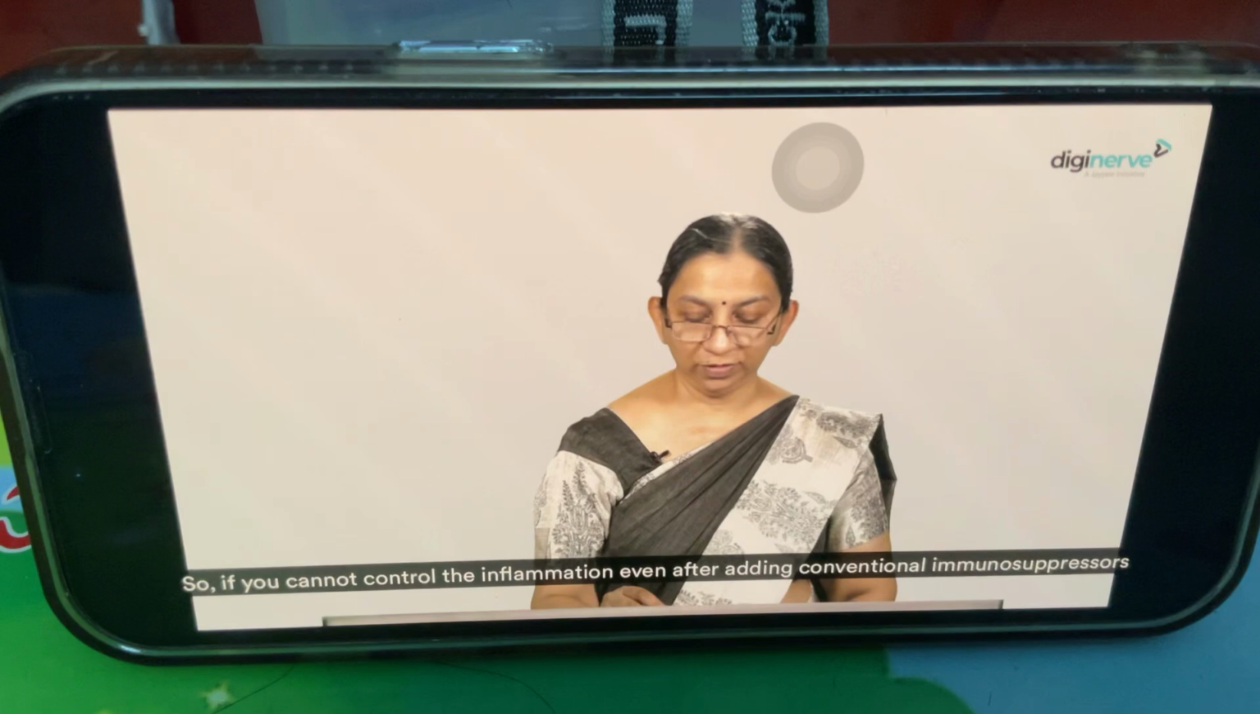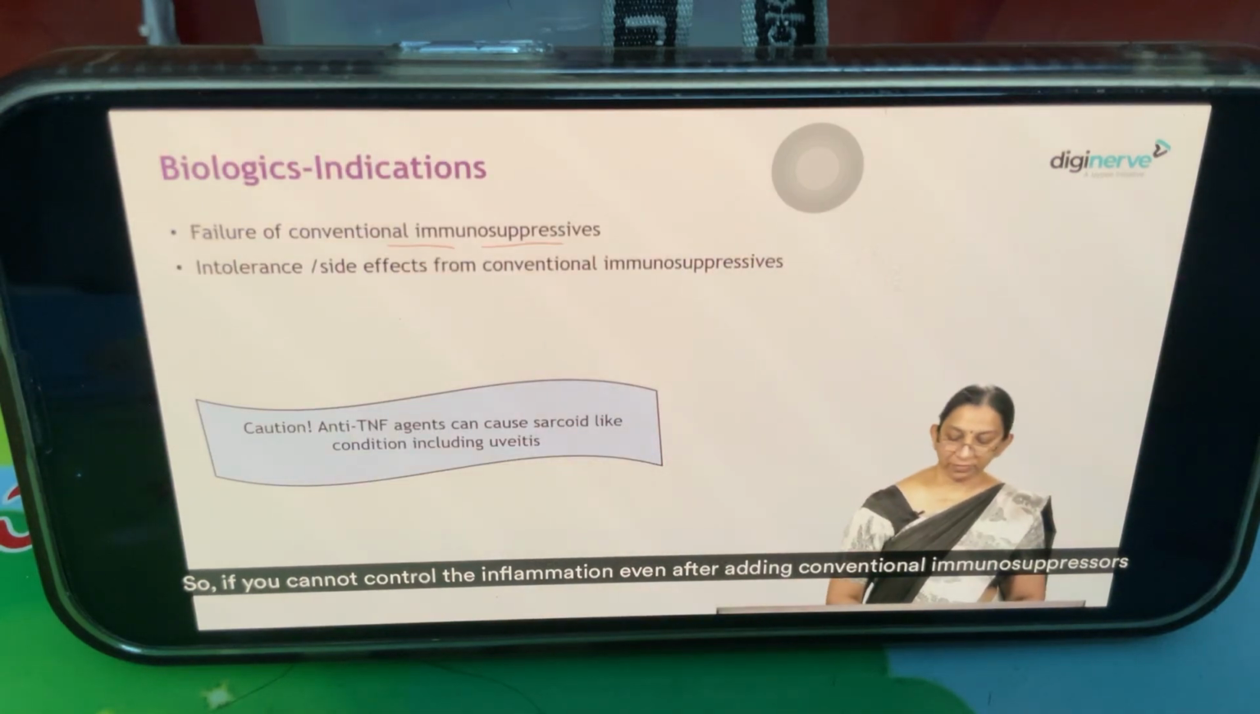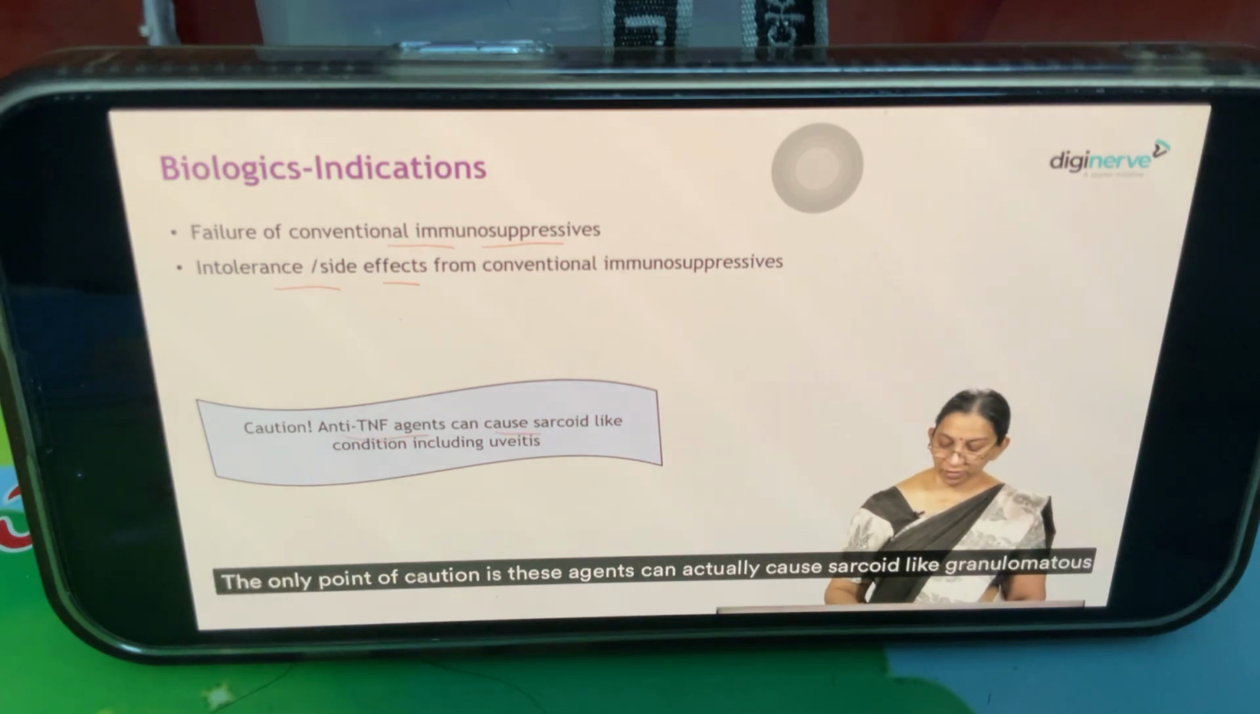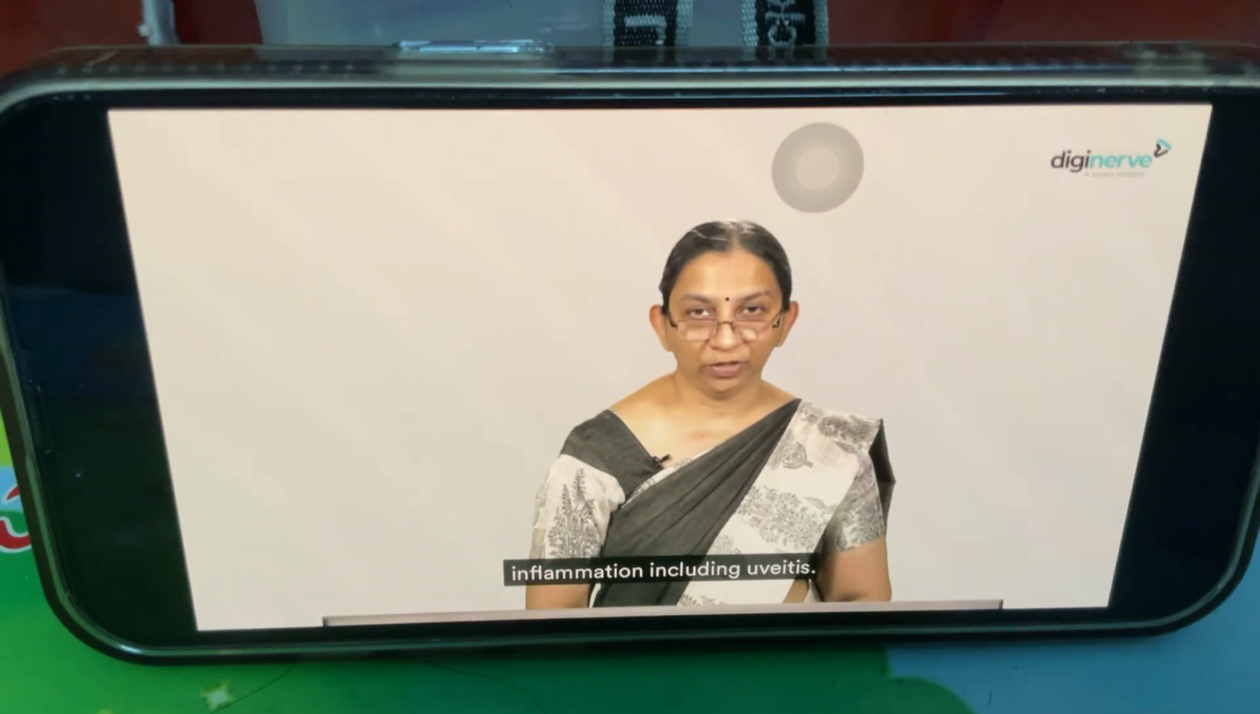So if you cannot control the inflammation even after adding conventional immunosuppressives, or you have intolerance or side effects from conventional immunosuppressives, you can move on to the newer biologicals like adalimumab or infliximab. The only point of caution is these agents can actually cause sarcoid-like granulomatous inflammation, including uveitis.